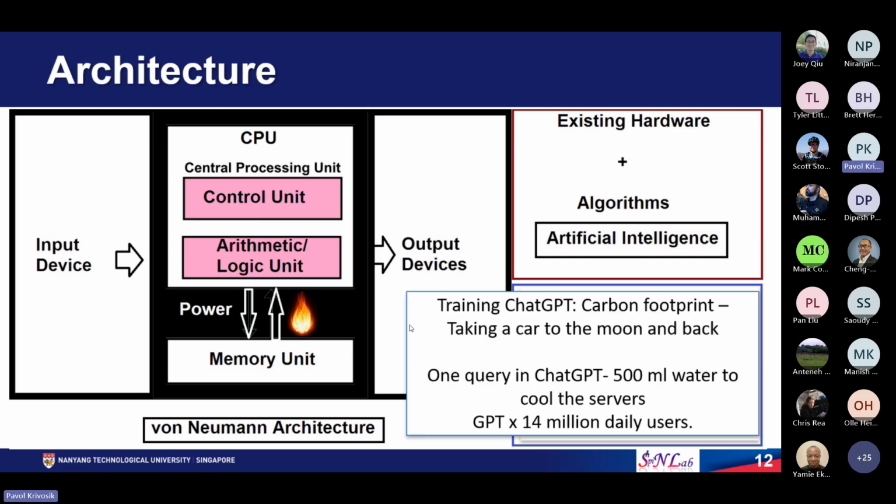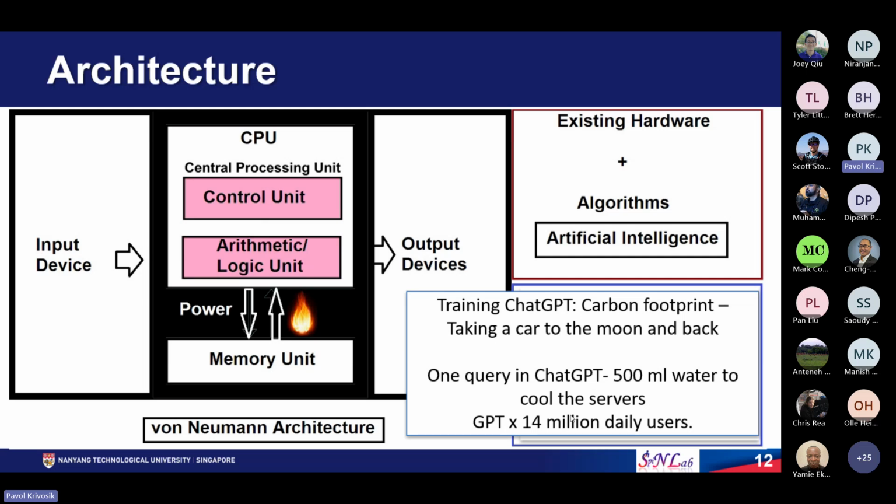So it's said that in the training of ChatGPT-4, for example, the energy spent is equivalent to taking a car to the moon and back. That's the kind of energy spent in just training ChatGPT. And ChatGPT-4 is running on supercomputers, so you need water to cool the servers. A typical calculation will yield that one query in ChatGPT will cost like 500 milliliters of water just to cool the servers.